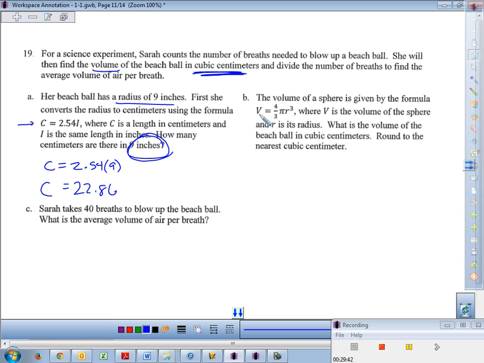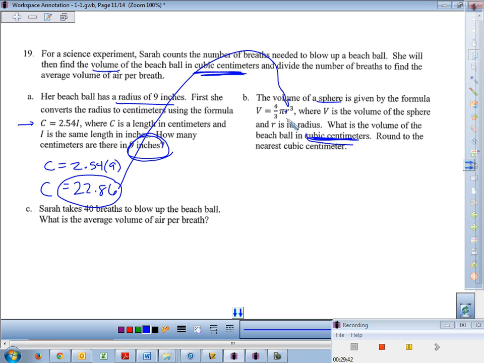Cool. Part B. Here's the formula for volume of a sphere. 4/3 pi r cubed. Right? Watch out for that. Where V is the volume of the sphere and R is the radius. So they want the volume in cubic centimeters. Wouldn't it be nice to know the radius in centimeters if we wanted to do that? So we'll substitute this in for R.